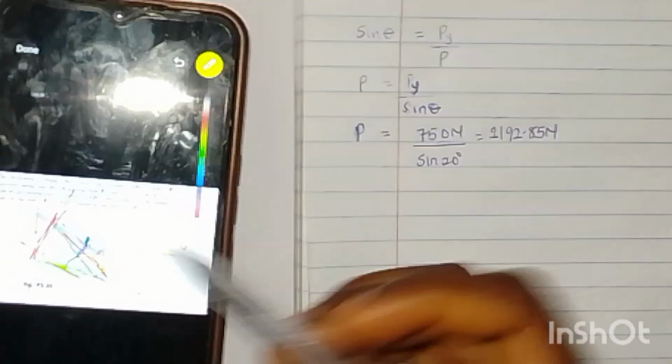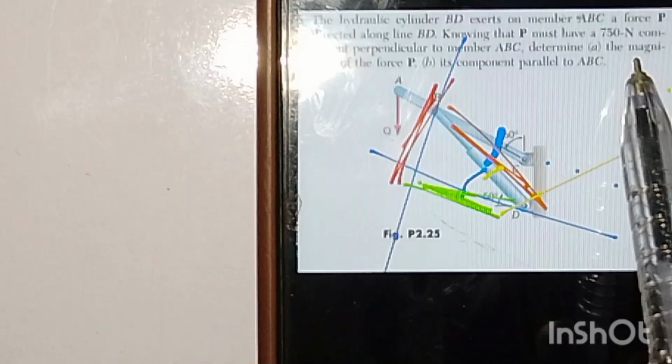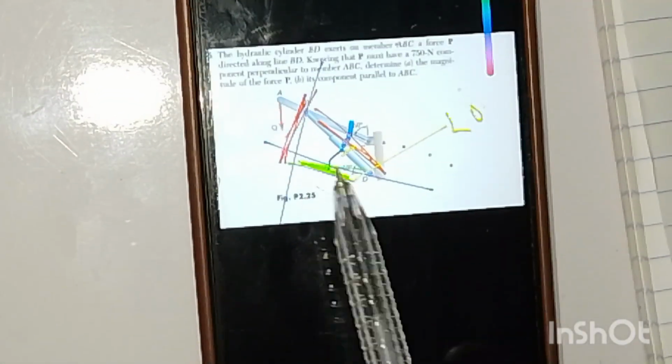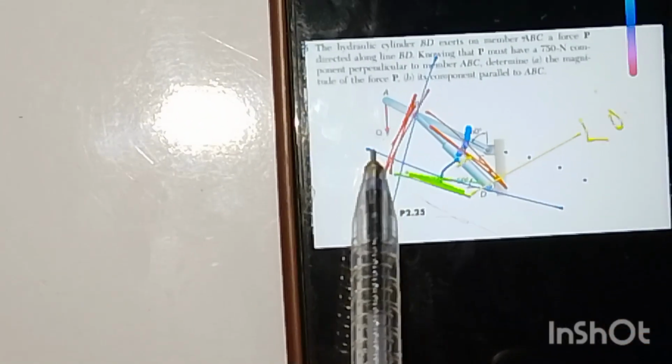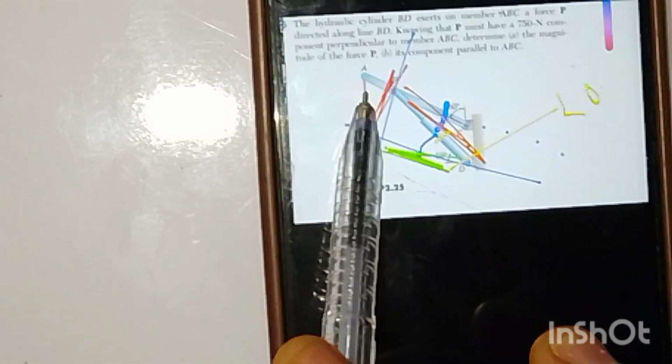Now, since we already know our P magnitude, which is the orange dot according to this diagram, we can get this green dot, which is our PX. So question B now says its component parallel to ABC. As you can see, this is our parallel component, the green line, because we've created another line which is parallel to ABC. This will be our PX, the parallel component to ABC.